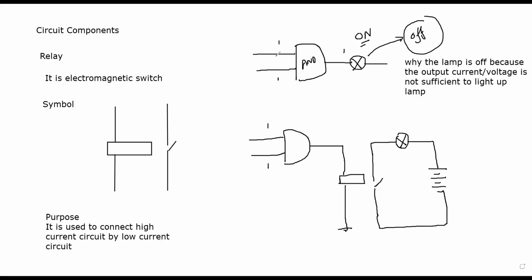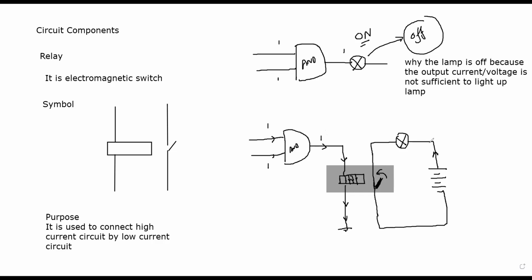So what happened? 1 and 1, the output of the AND gate will be 1. When the output is 1, it means there will be an output current. Because this is an electromagnet, when the current is passing through it, it will behave like a magnet. As it is magnetized, this part of the switch is made of iron, so it is attracted towards the electromagnet, and the switch will close.